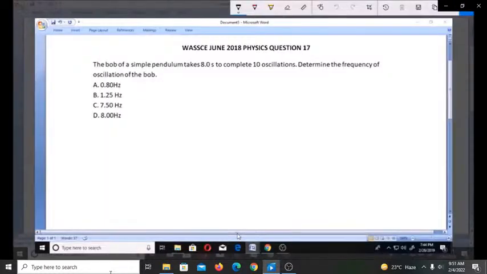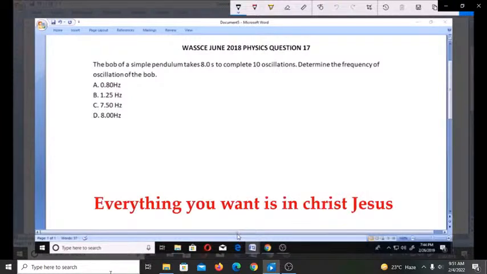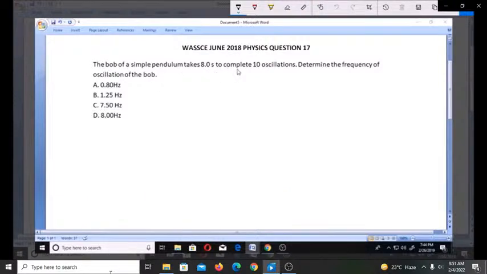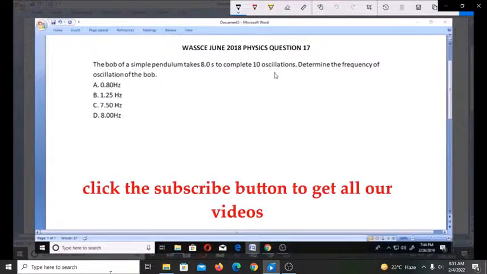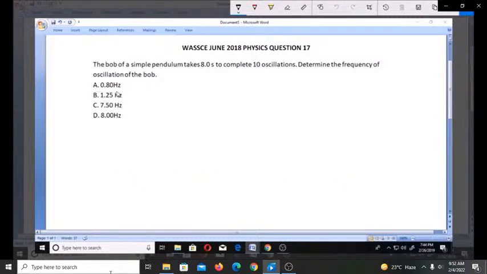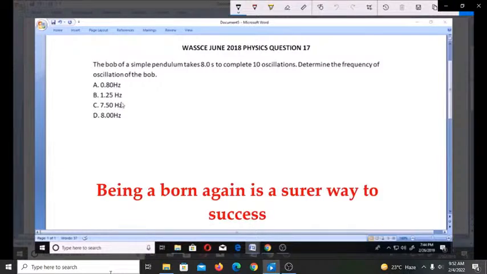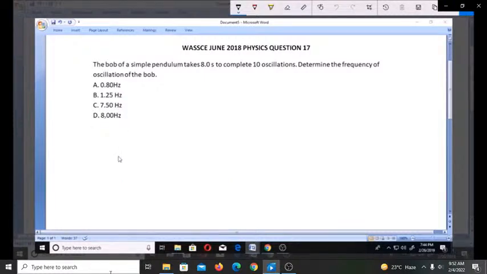Yes, let's look at this question number 17 for WAEC Physics 2018. The bulb of a simple pendulum takes 8.0 seconds to complete 10 oscillations. Determine the frequency of the oscillation of the bulb. A. 0.80 Hz, B. 1.25 Hz, C. 7.50 Hz, D. 8.00 Hz.